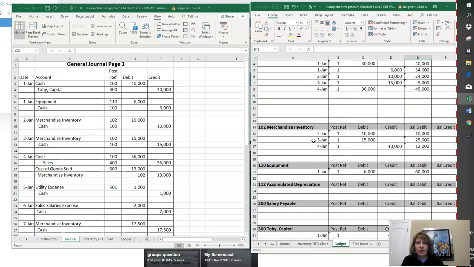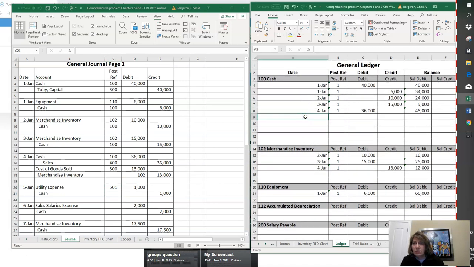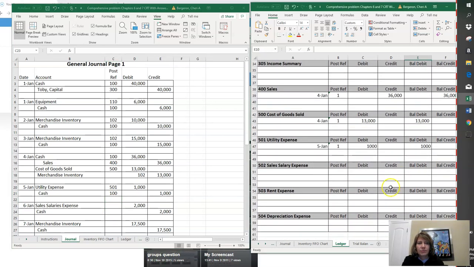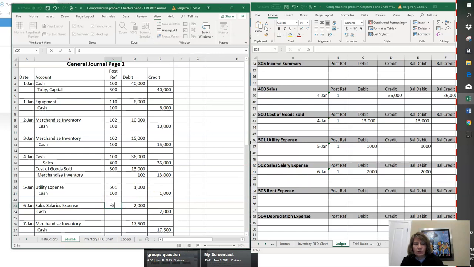All right, cash, so I go up for assets. January the 5th, from page 1, a credit for $1,000. A debit and a credit, I subtract, so my new balance is $44,000. That went to account number 100. All right, sales, salaries, expense. So expense, January the 6th, from page 1, debit of $2,000, balance is $2,000, and that went to account number 502.